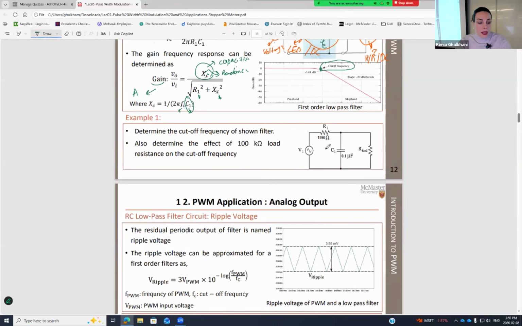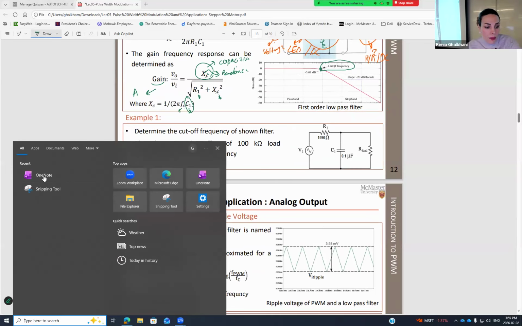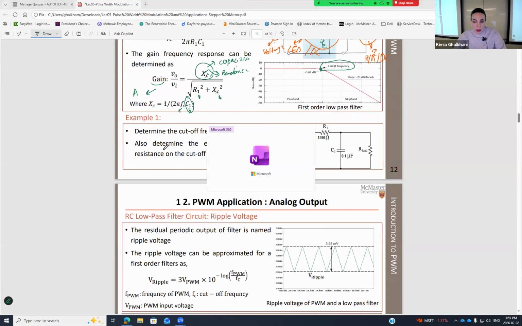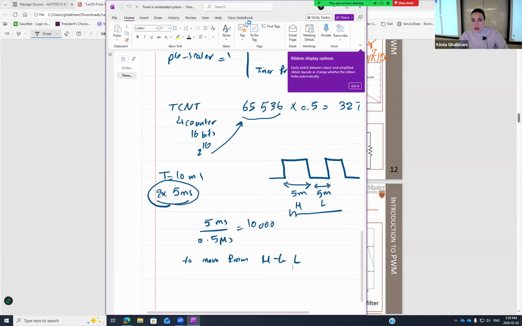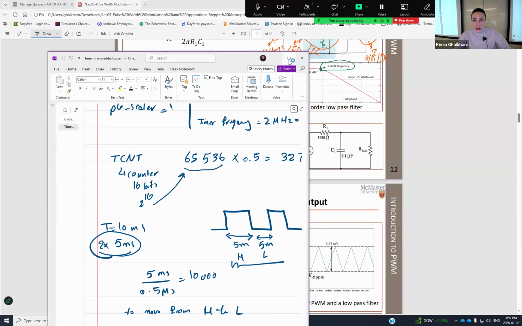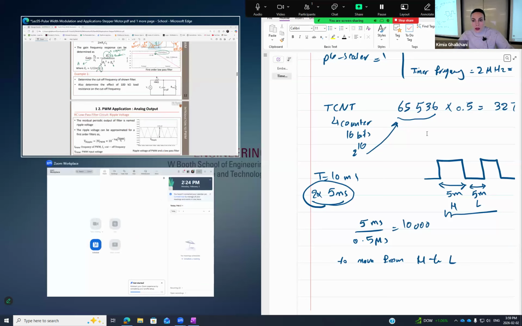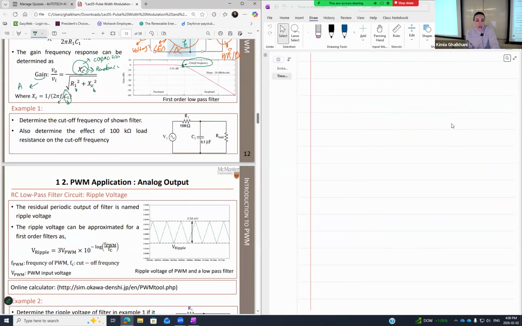Still we have time. Let me open the OneNote quickly. It's not something complicated. It's a short example, but it's giving you a lot of understanding about your filter. Just right in here. So I'm going to look at the cutoff frequency of this system. This is a first order low pass filter.